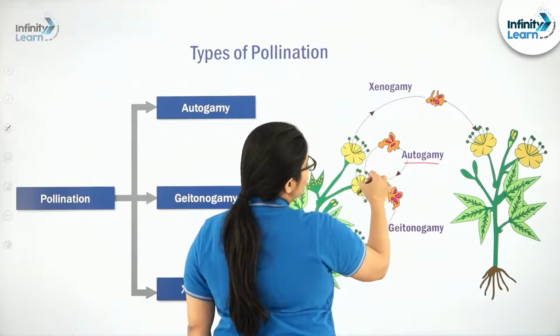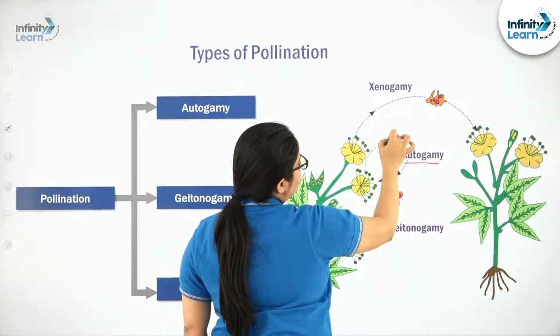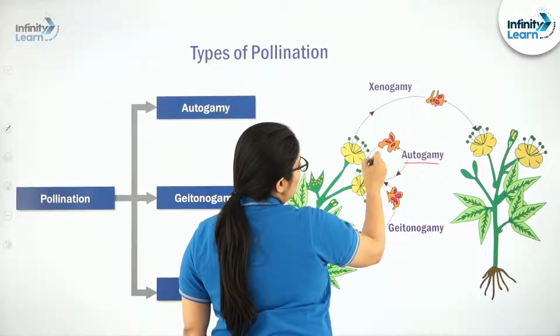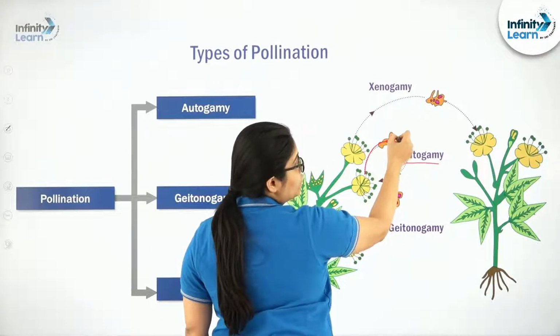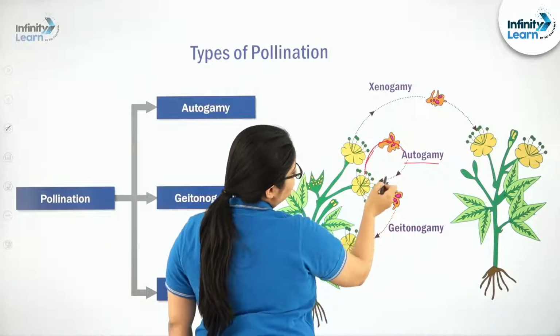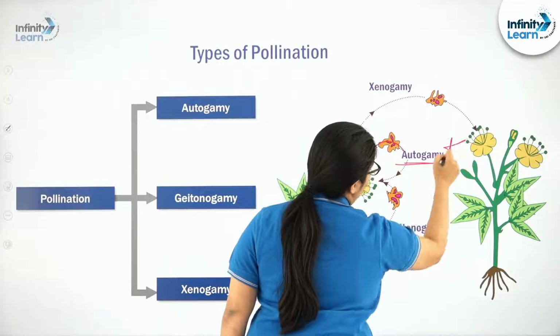So, here in the same flower, pollen grains from the anther have landed on the stigma present in the same flower. With the help of what? These are pollinating agents. So, with the help of a pollinating agent, pollen will drop on the stigma of the same flower, then it is known as autogamy.